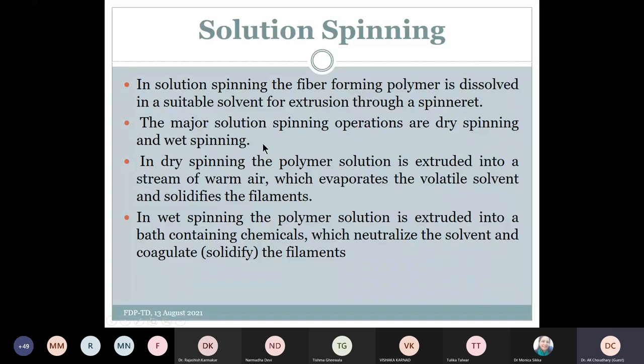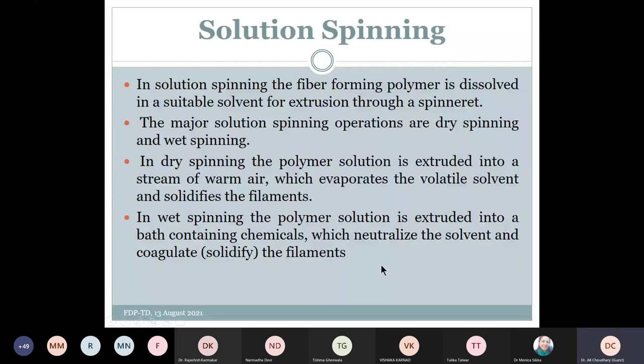In dry spinning, the polymer solution is extruded into a stream of warm air which evaporates the volatile solvent and solidifies the filament, and that's why it is called dry spinning. But in wet spinning, the polymer solution is extruded into a bath containing chemicals which neutralize the solvent and coagulate, solidify the filaments. So this is the difference. In dry spinning, the volatile solvent evaporates from the filaments, but in wet spinning we neutralize the solvent through chemicals. A good example is viscose rayon. I will discuss this in detail in the coming PPT slides.